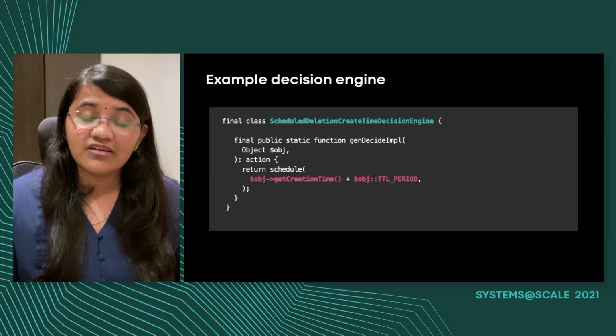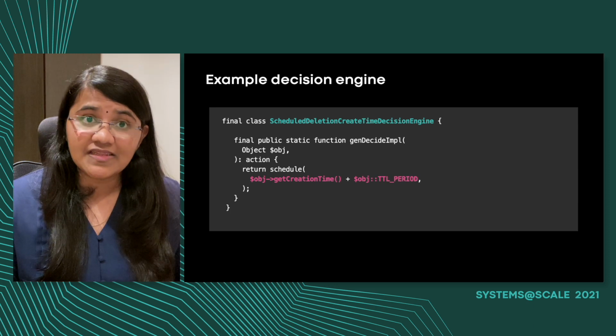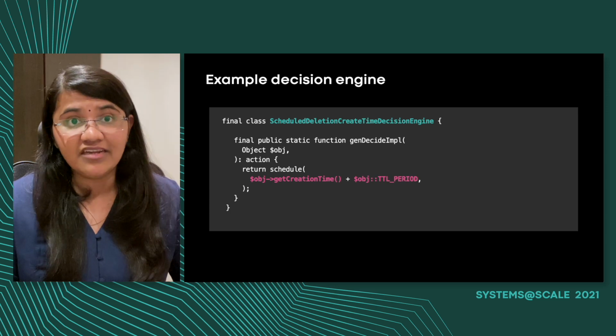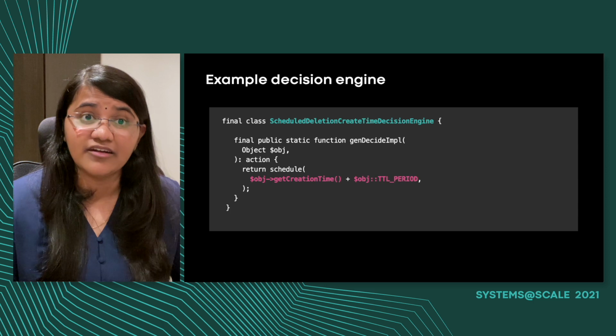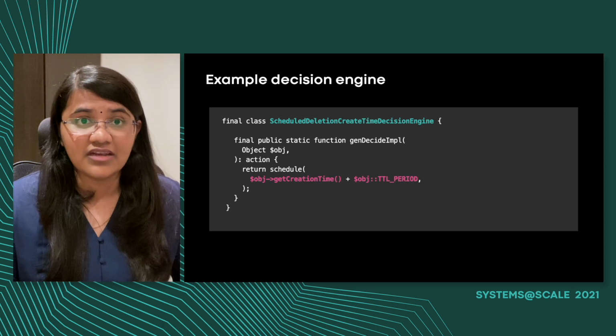We also provide custom decision engines where developers can write custom logic based on their products, which will decide the TTL at runtime. For example, if you want to delete a post 10 days after the last comment.